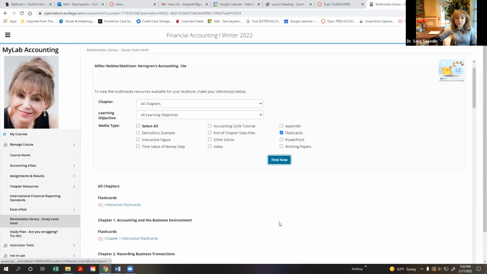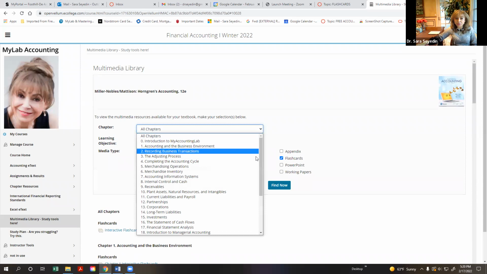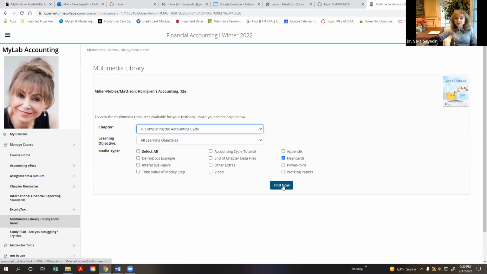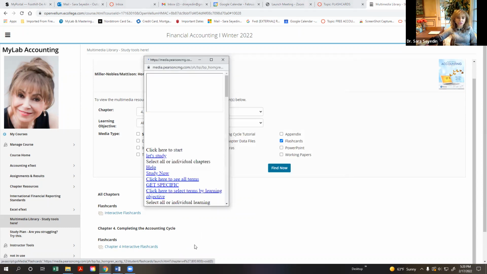That's one way of doing it. The other way would be if I had clicked on chapter 4 and find now, it would have given me two sets of flashcards. One, which is interactive flashcards, which includes all the flashcards for the 26 chapters. And that's not what you want. That's irrelevant right now. But just go to the flashcards for chapter 4. It says chapter 4 flashcards. And open it up.